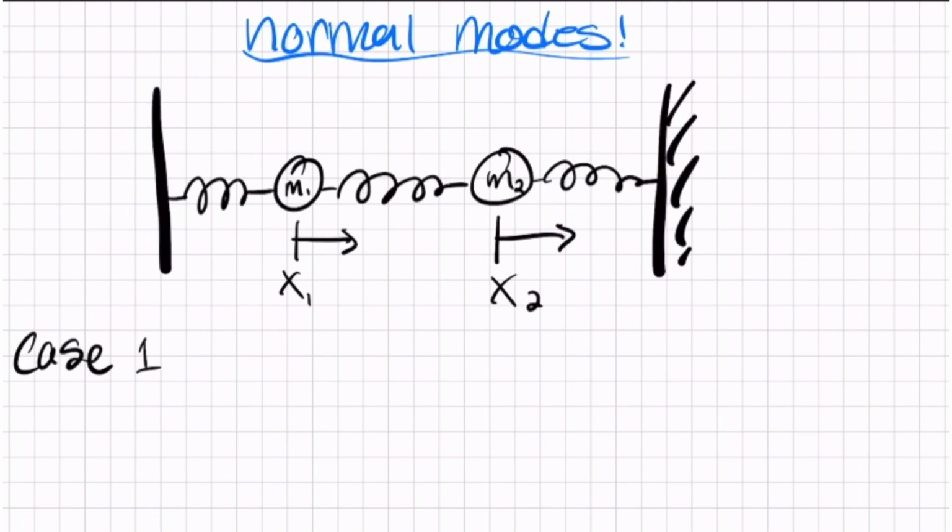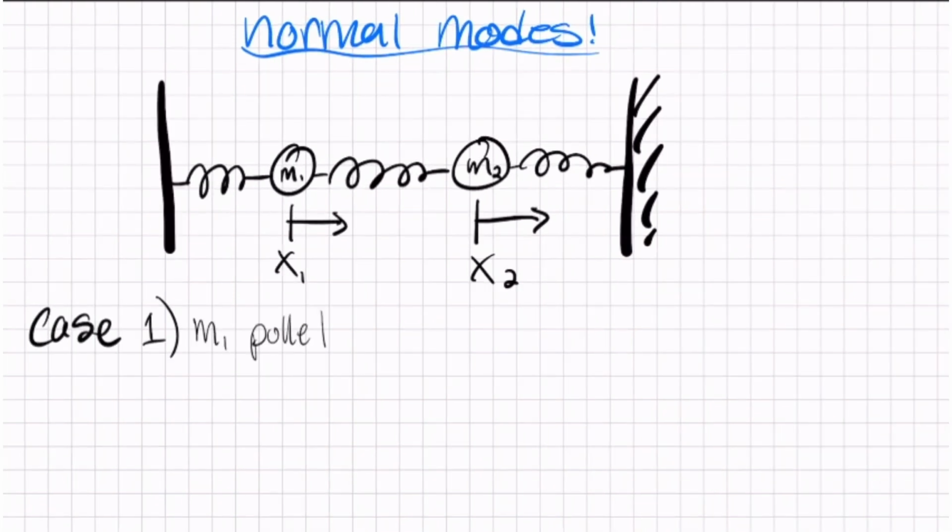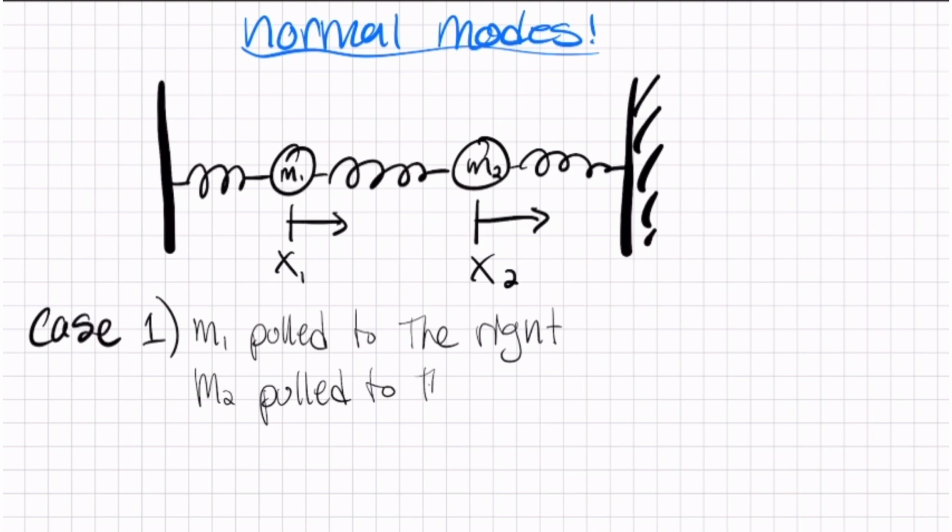Case one is where M1 is pulled to the right and M2 is also pulled to the right. Once these masses are oscillating back and forth, they're going to have the same angular frequency. So the normal mode, W1 is going to equal W2. That's our first normal mode.